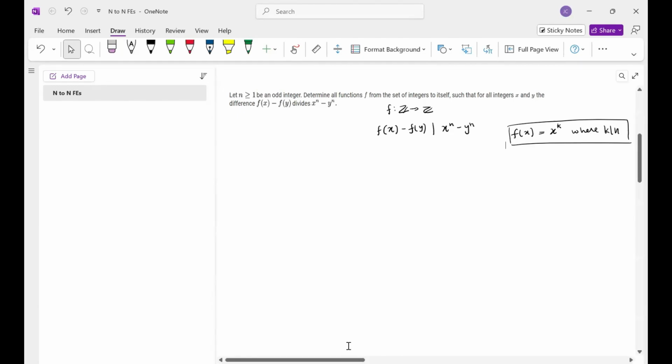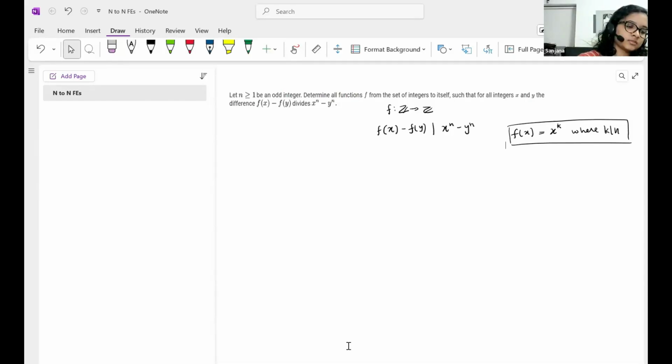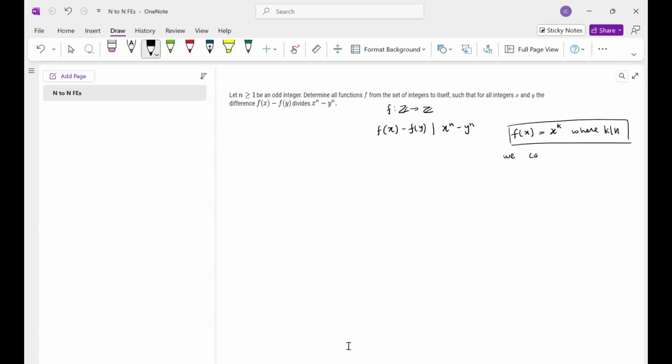I got f of p equal to some power of p. Okay, that's great. How did you get that? So since you have a difference that is dividing, we can just assume f of 0 to be 0 by translation. Okay, and then you set y equal to 0 and x equal to some prime. Yes, we can shift f by a constant. So in fact, this form should work.